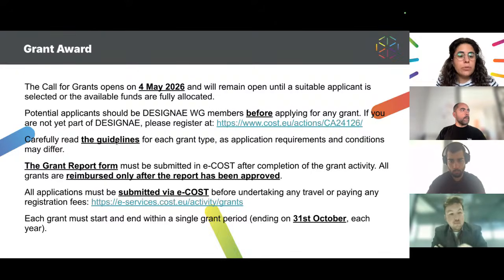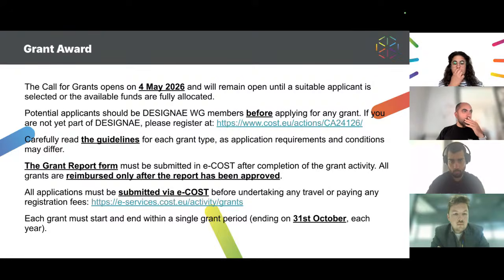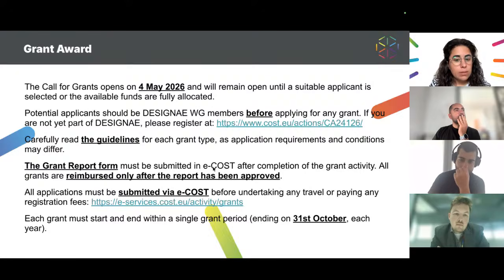Then please carefully read through the guidelines of each type of grant, because the application requirements and conditions differ amongst the grants. This information is already online in the grants tab on DESIGNAE.EU. Beware also that for each type of grant, you have a grant report form, which is a more or less one-page form that must be submitted via e-COST after the completion of the grant activity. All the grants are only reimbursed after the report has been submitted and approved.